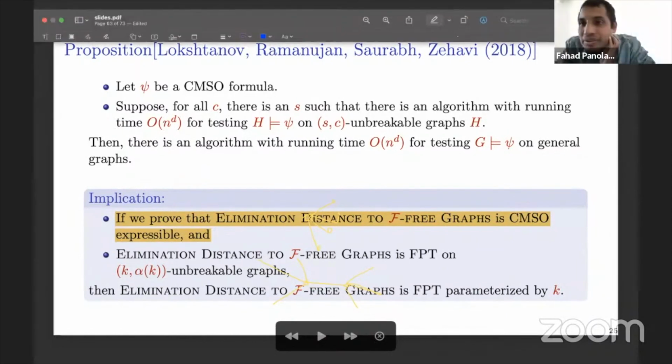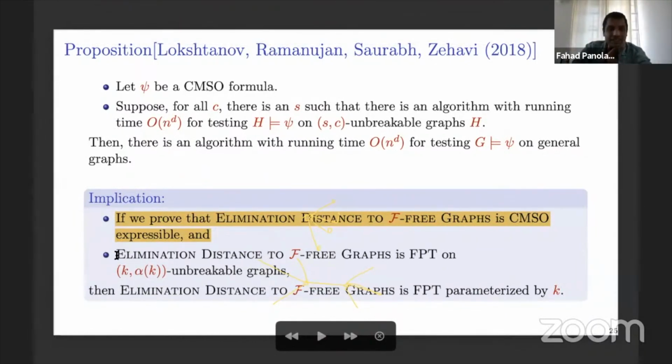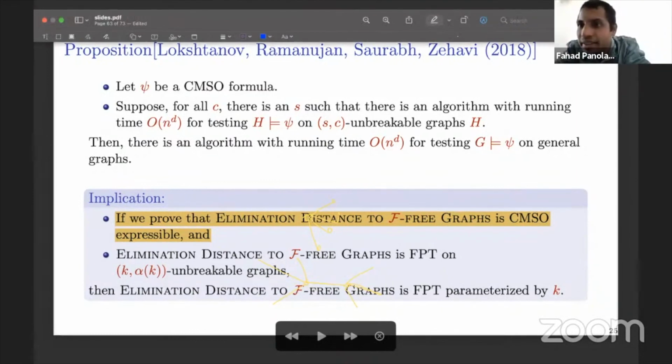So this requires some time. I will talk about this tomorrow, and I will also talk about the other result, when H is F topological minor free. Again, that problem is FPT. For both of them, I will give a proof tomorrow, and I will also explain some more results in this line of work. With that, I think I will stop here.